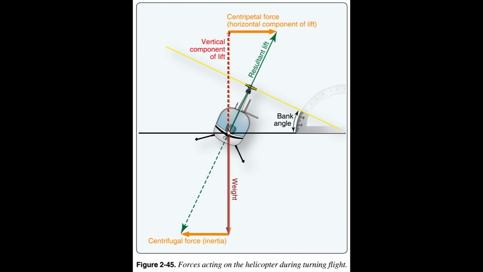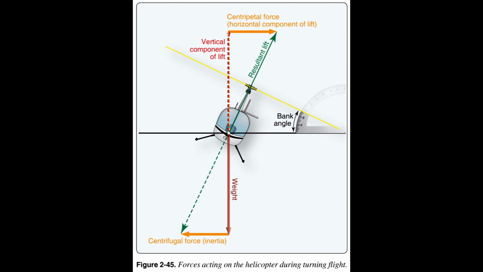Turning flight. In forward flight, the rotor disc is tilted forward, which also tilts the total lift thrust force of the rotor disc forward, resulting in lift being separated into two components. Lift acting upward and opposing weight is called the vertical component of lift. Lift acting horizontally and opposing inertia, centrifugal force, is the horizontal component of lift, centripetal force.